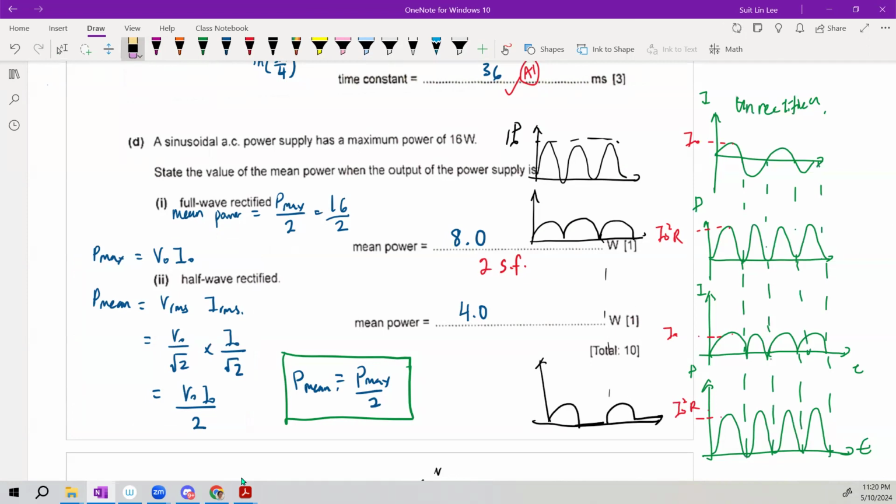Then for half wave rectification, instead of having this pattern, I will only have half a wave, meaning my P-t graph will look like this, then nothing, look like this, then nothing. So I only have power half of the time. Then divide by 2 again. So this one is 8 divided by 2 because I only have power half of the time interval.